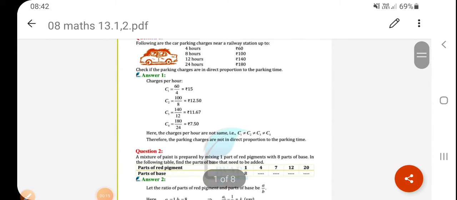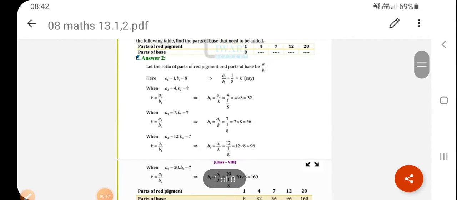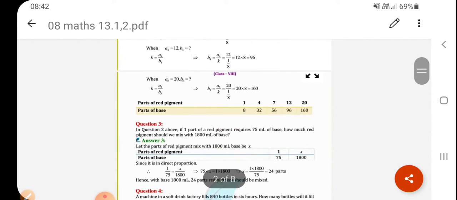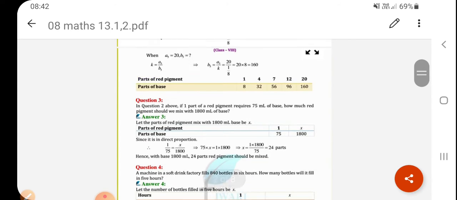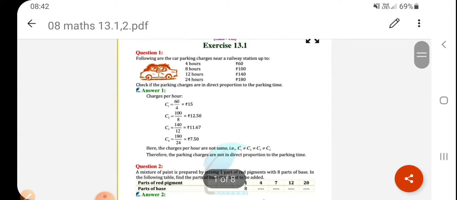Here we have already started exercise 13.1, and questions number 1 and 2 we have finished. Ratio and proportion.